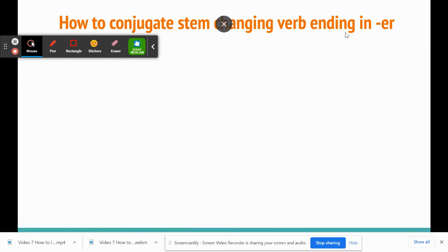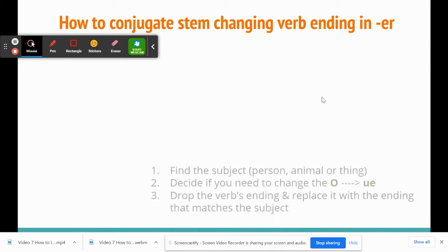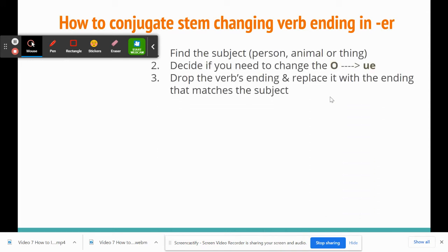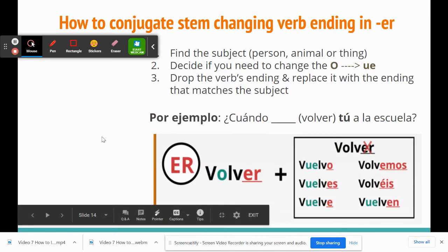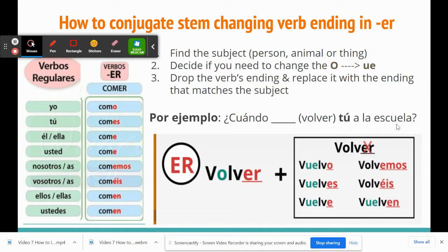How to conjugate stem changing verbs ending in ER. In 3 steps as with the AR verbs: find the subject, decide if you need to change the O to UE, drop the verb ending and replace it with the ending that matches the subject. Por ejemplo, ¿cuándo volver tú a la escuela? When to come back, you to school. So we want to say, when do you come back to school? Or when are you coming back to school?